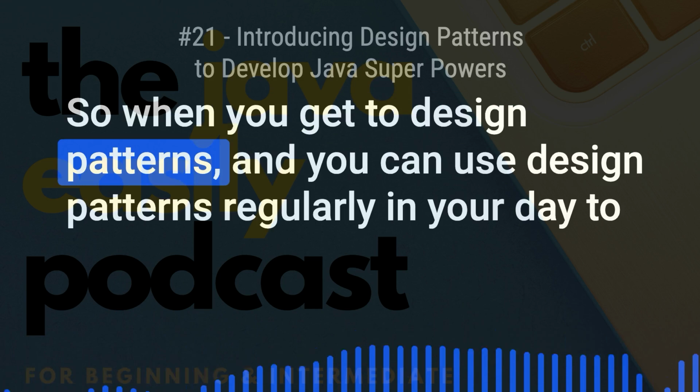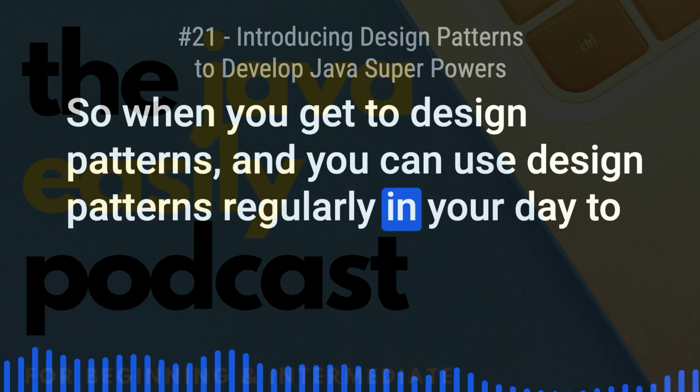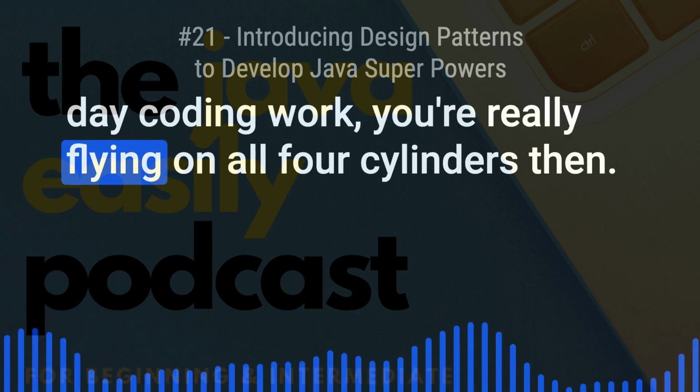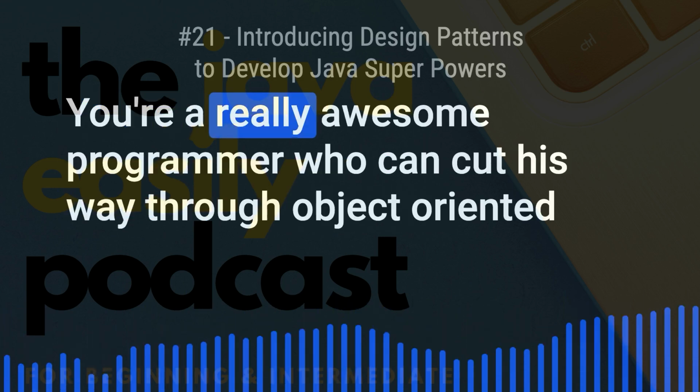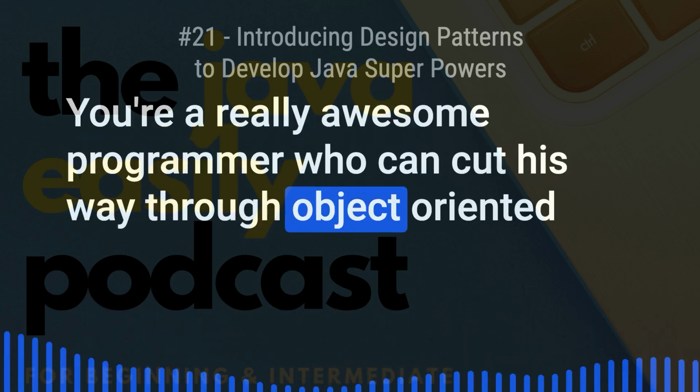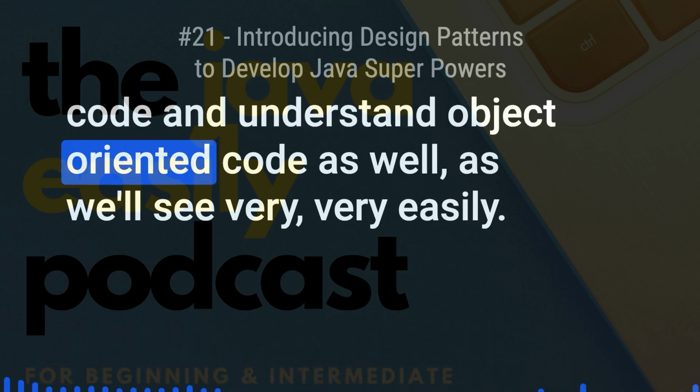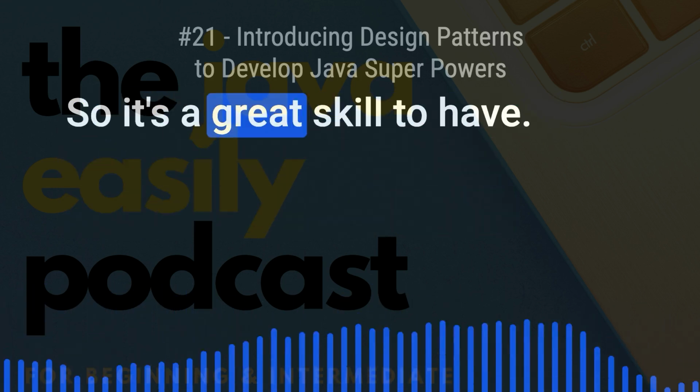So when you get to design patterns, and you can use design patterns regularly in your day-to-day coding work, you're really flying on all four cylinders then. There's really no stopping you. To all intents and purposes, you're a really awesome programmer who can cut his way through object-oriented code and understand object-oriented code as well, as we'll see, very, very easily. So it's a great skill to have.